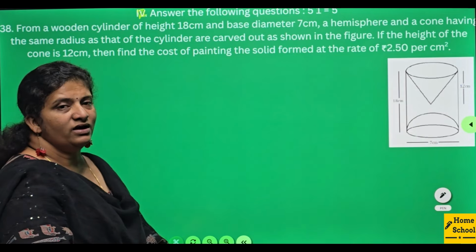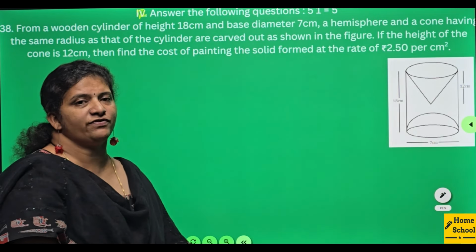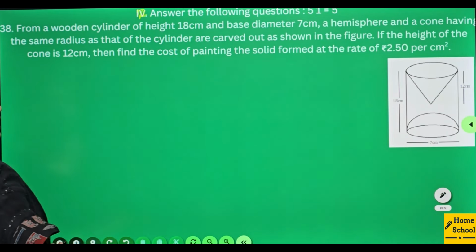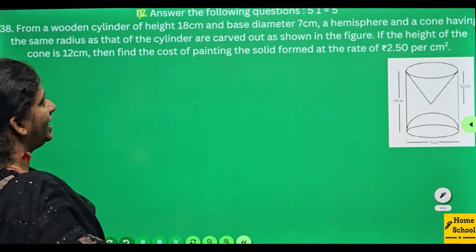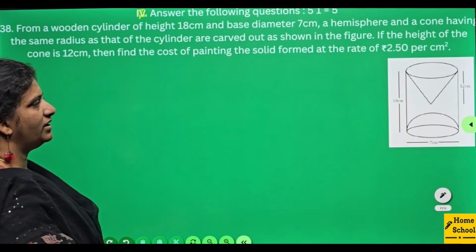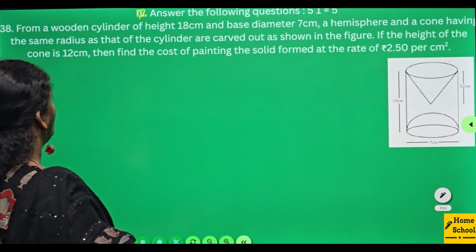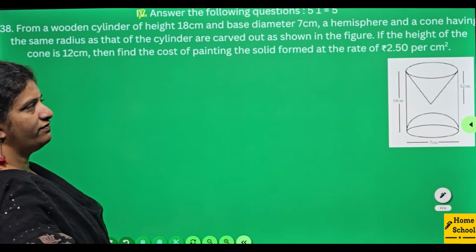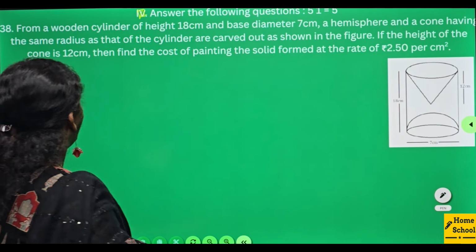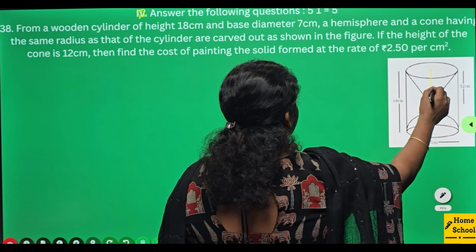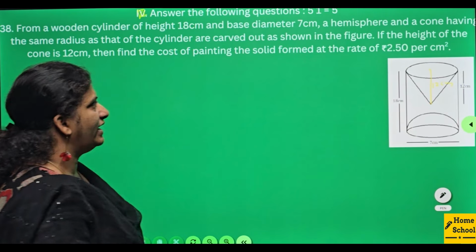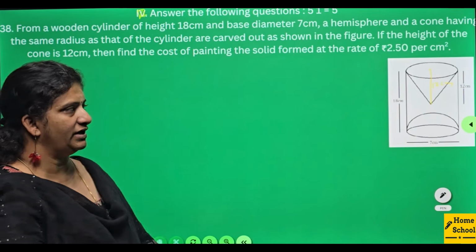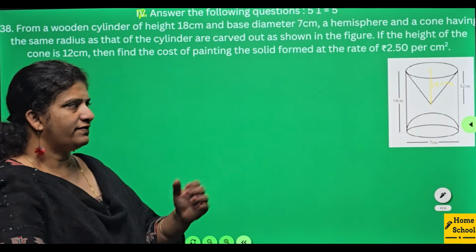The last and final main will have only one question of 5 marks, and again we will have an all choice in this question. 38th one: from a wooden cylinder of height 18 centimeter and base diameter 7 cm, a hemisphere and a cone having the same radius as that of the cylinder are carved out as shown in the figure. If the height of the cone is 12 centimeter, find the cost of painting the solid formed at the rate of 2 rupees 50 paisa per centimeter square.